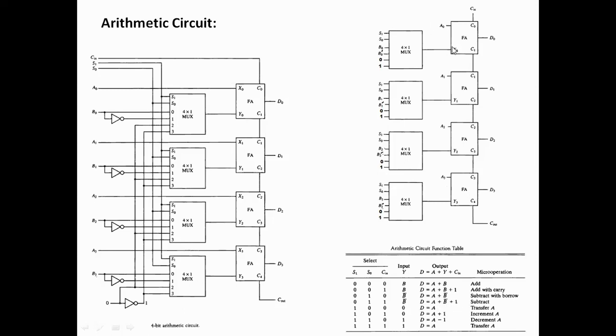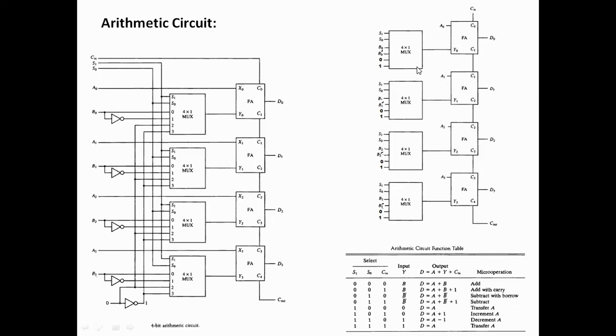So this is A, this is B dash, and this is 1. So the adder is adding all three. So it will become A plus B dash plus 1. And we know this is the subtraction operation. And this operation we call subtraction with borrow.